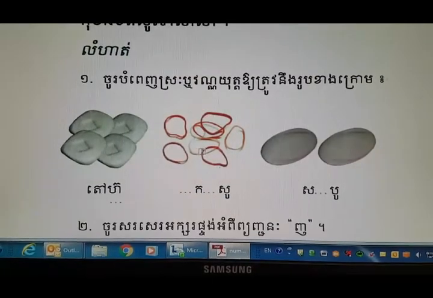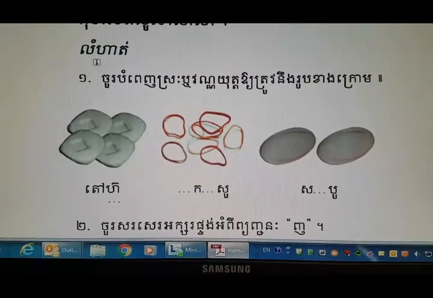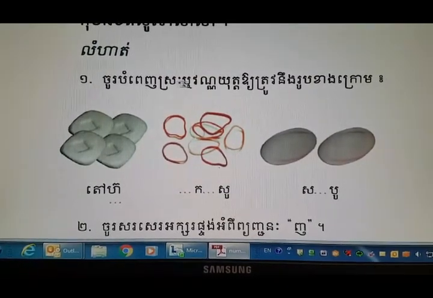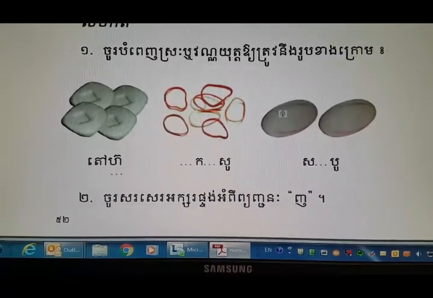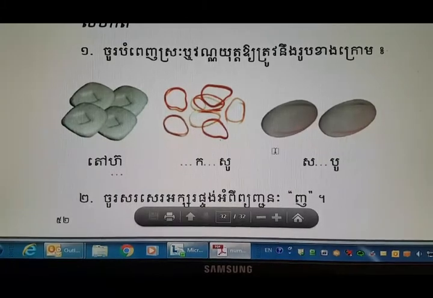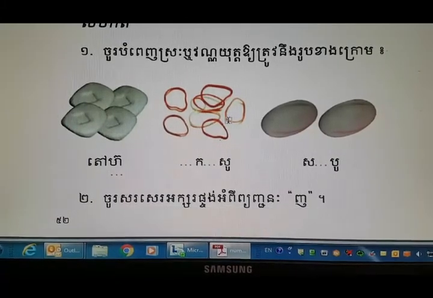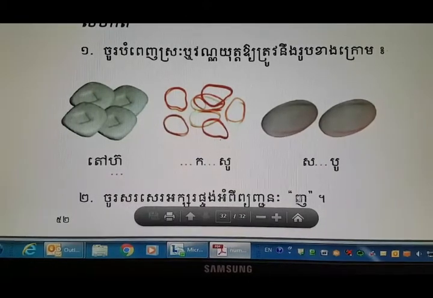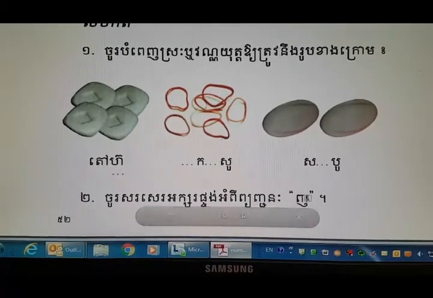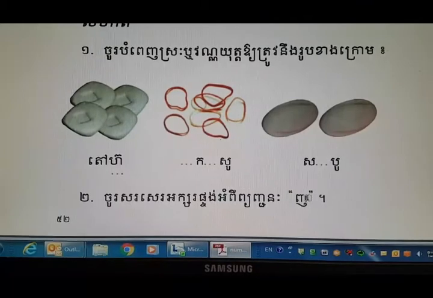Okay, let's go to the exercise here. We want you to fill in the trace up, okay? The last one is to write the same letter several times to practice your writing, okay?